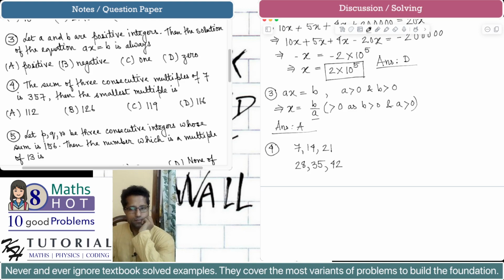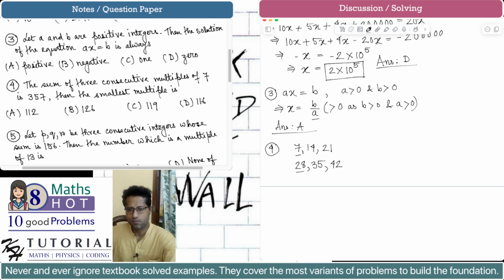Now, we have to find such three consecutive multiples of 7 such that their sum is 357. Now, clearly we can see it has asked to find the smallest multiple. The smallest multiple will be a multiple of 7, and the very smallest multiple of 7 possible is 7. But we do not know whether in the three consecutive multiples of 7 whose sum is 357, the smallest one will be 7 or not.